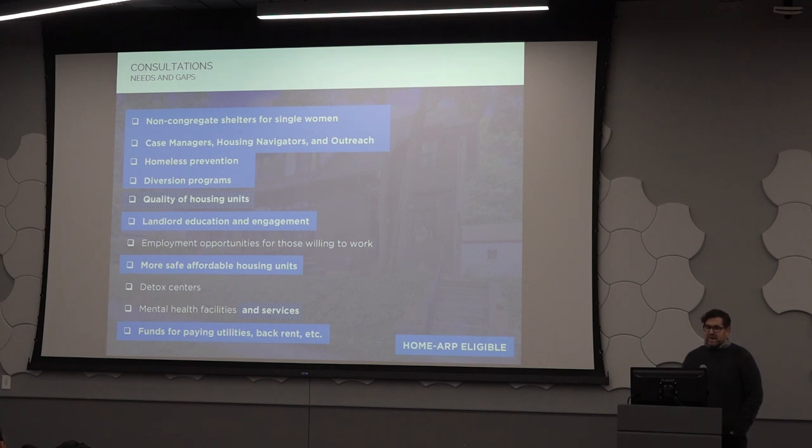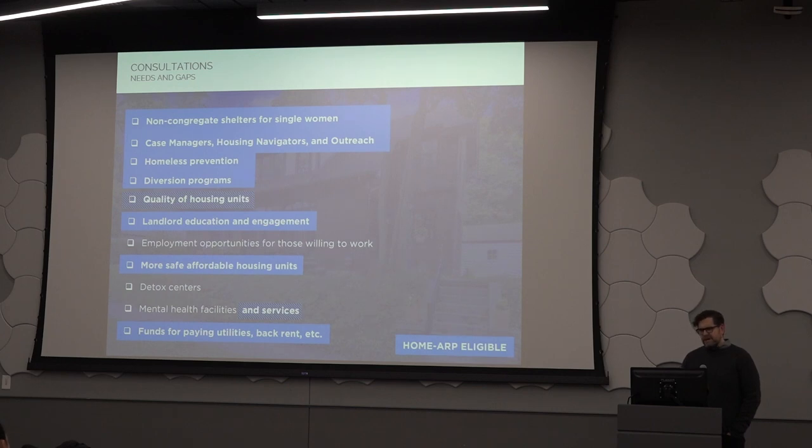So what rose to the top was really non-congregate shelters for single women, case managers, housing navigators, and outreach, more staff doing the work, homelessness prevention and diversion, landlord education and engagement to get more landlords accepting vouchers, which is a really critical challenge in the community. There are vouchers going unused right now because people cannot find suitable housing units. Safe, affordable housing units, funds for paying utilities, back rent, et cetera.